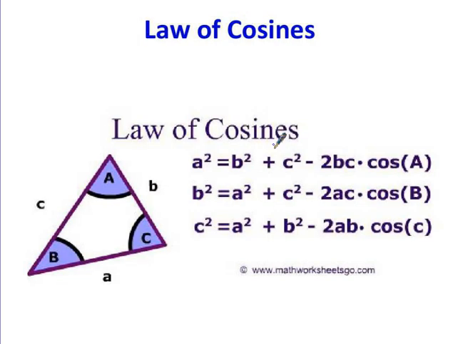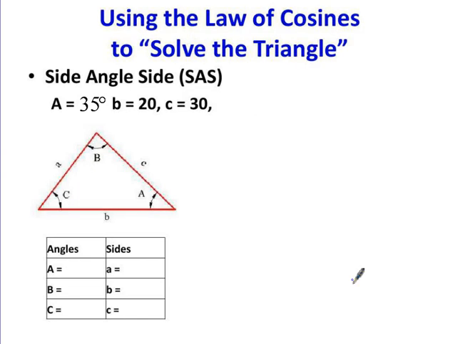Alright, here's what it looks like. There are three different forms, depending on which angle is over here. So whatever angle is over here, cosine of angle A, means side A is on the left side of the equal sign. B, B, C, C. So they always match up. Which version of the law you're going to use depends on what information you're given and what you're trying to solve for.